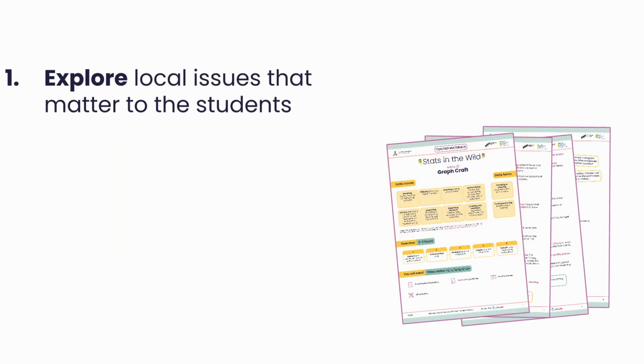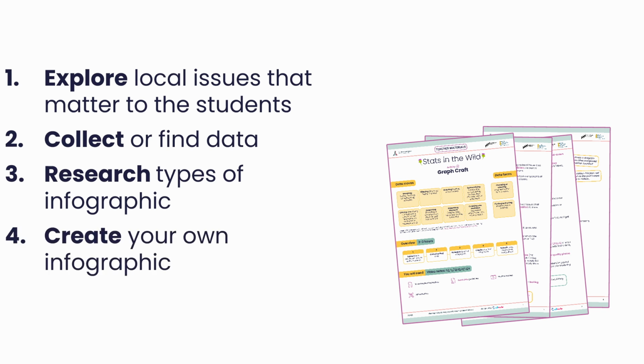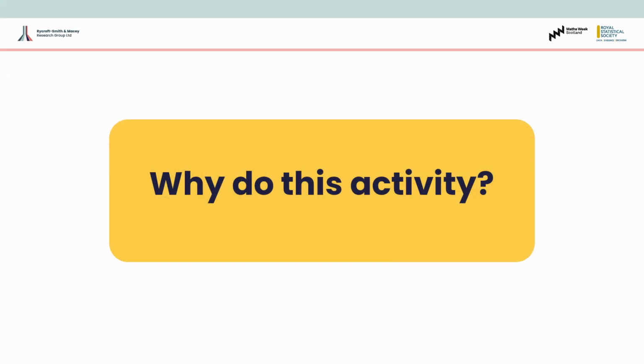There are 5 parts to this activity. First of all, students discuss local issues that matter to them. Next, they will collect or find data related to the issue that they have identified. They will explore some infographics for inspiration before using their data to create their own infographic. Finally, they can submit their infographic to the Rycroft competition by the 10th of October 2025 with a chance to win a bundle of books.